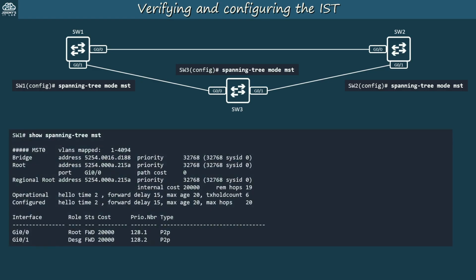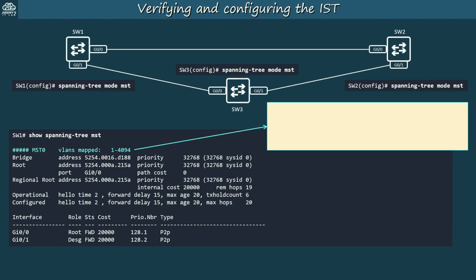Then on switch 1, I used show spanning-tree mst to view the default settings. First, take a look at this line here. MST0, VLANs mapped 1 to 4094. All VLANs are assigned to MST instance 0 by default. This instance plays a special role in MSTP.